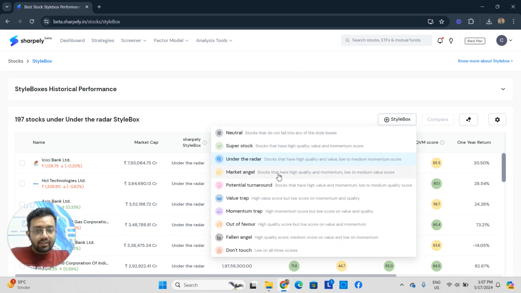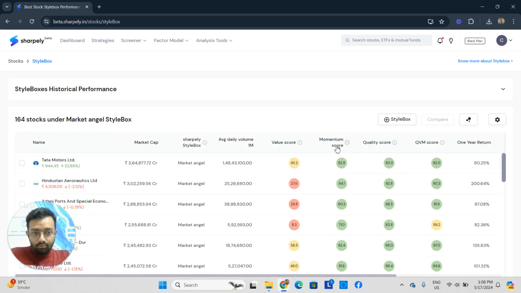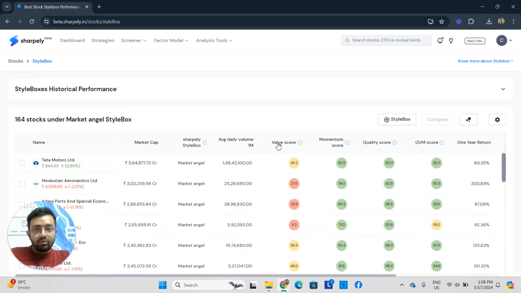The third positive style box is market angel. In this, the momentum and quality score is high, but the value score is not high. That means these are the stocks that are showing very strong momentum and are also of good quality, but valuations are not favorable. So to enter at this level won't be a good decision, but they may continue to show strong momentum.